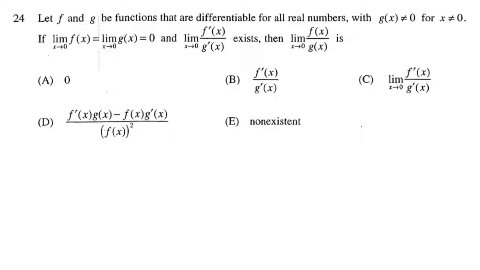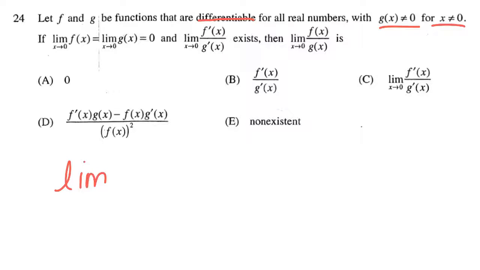And this problem is a little bit different. You are told that the functions f and g are differentiable, therefore we know they are continuous for all real numbers, and you're told that g of x is not 0 and x is not 0. But you're told that the limits of the two are equal to 0. So let's think about this.